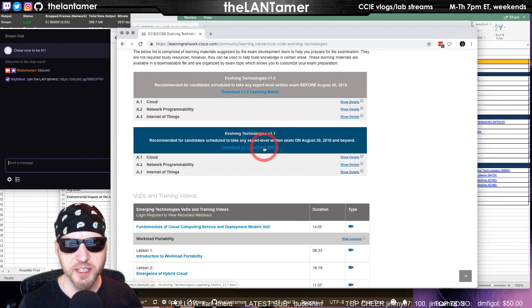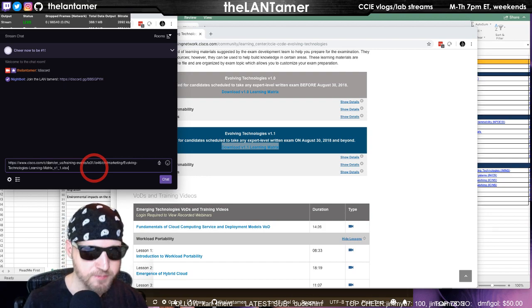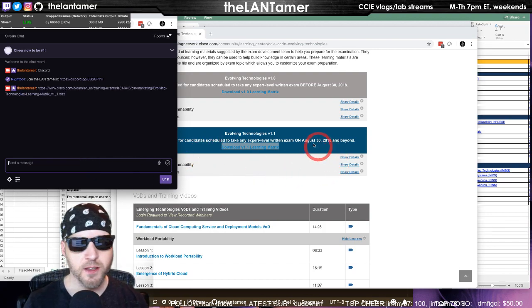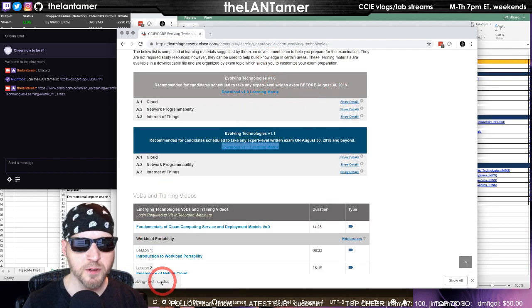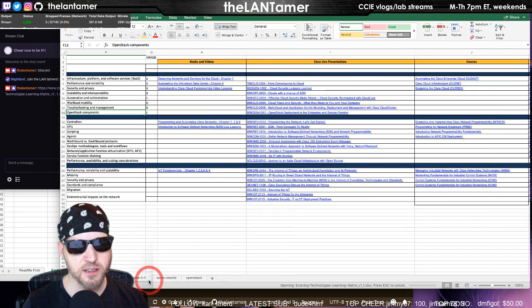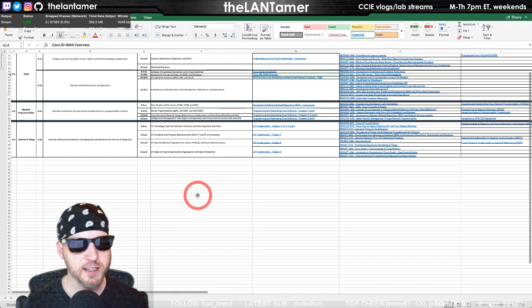Here's the learning matrix. I'm going to copy this link if you don't have it already. Download this bad boy. And yeah, I saw OpenStack and I was like, ugh. Please don't make me dig into OpenStack any more than I have to.